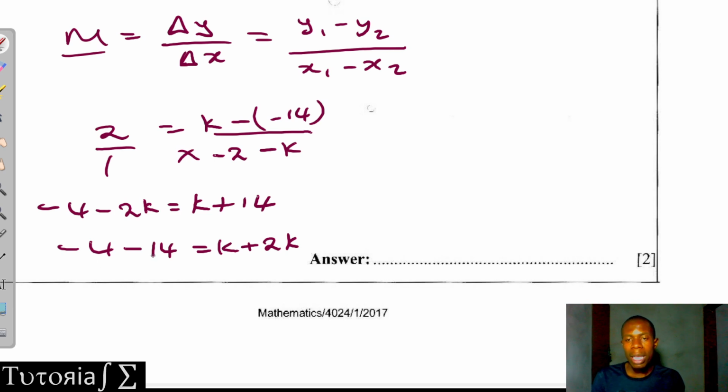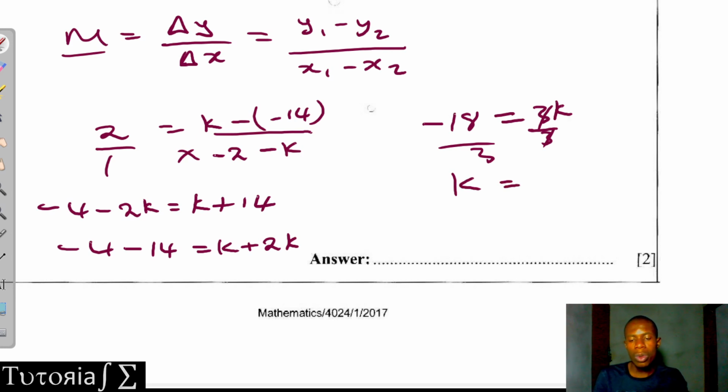So now this will give us negative 18 equal to 3k. So we divide over 3 there. So the answer k is equal to negative 6. So this would be okay.